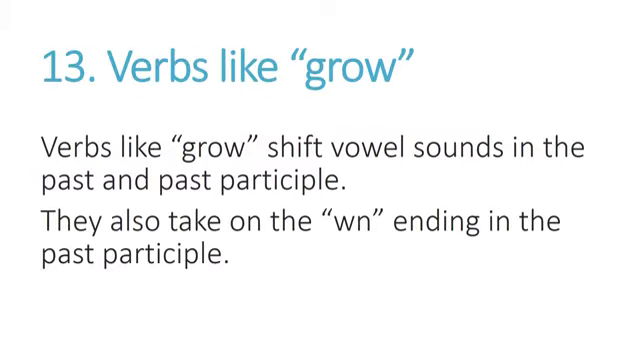Verbs like grow also have an n ending, but it's not an en ending. For example, verbs like grow shift vowel sounds in the past and the past participle. They also take on the wn ending in the past participle. Let's look at some examples.